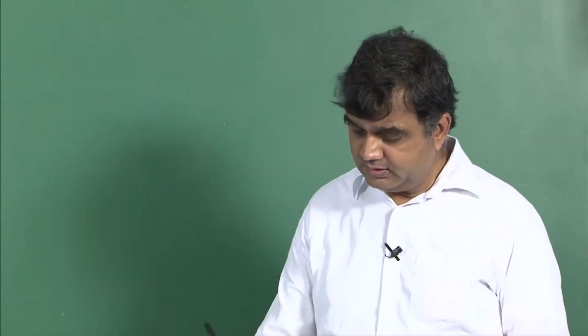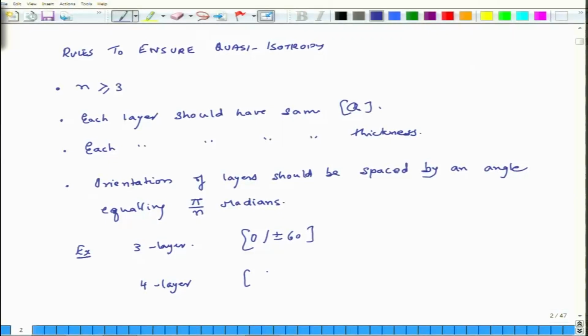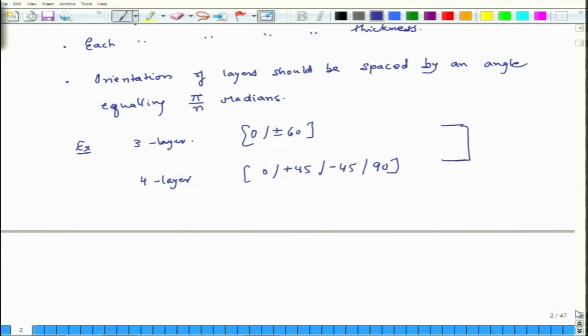For the A matrix, it is the thickness which matters. For a 4 layer system, it could be 0, plus 45, minus 45 and 90. Now, it just turns out that both these lamination sequences are not symmetric in nature, so they will have a B matrix.